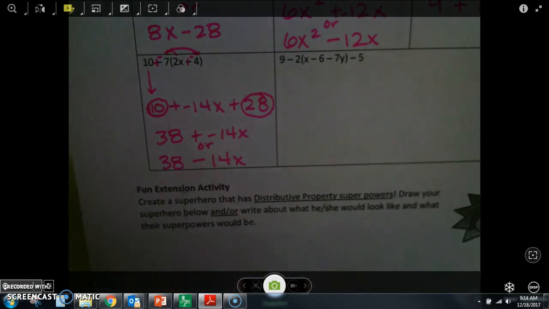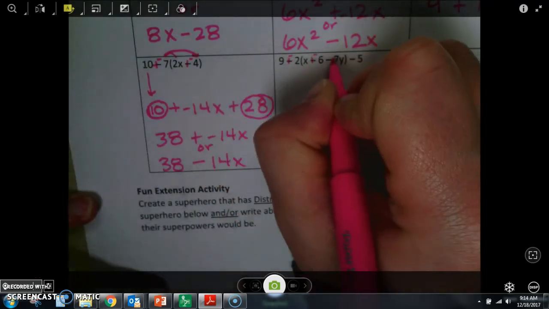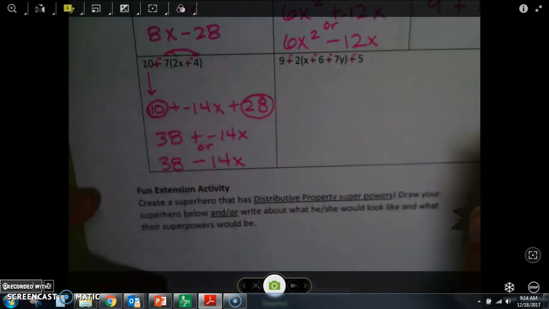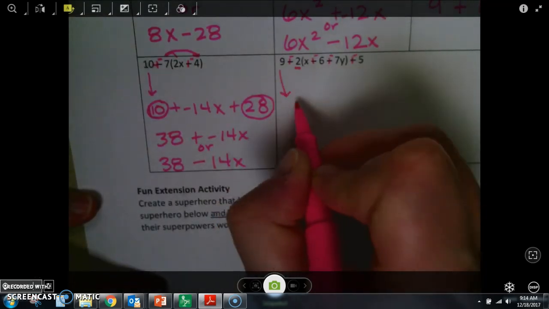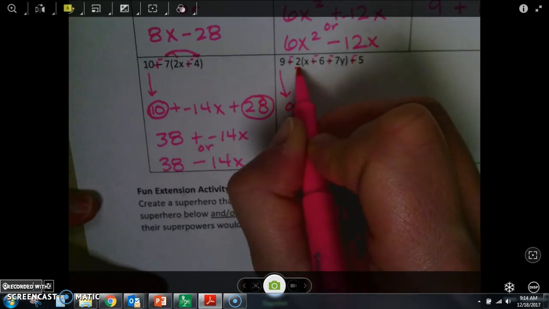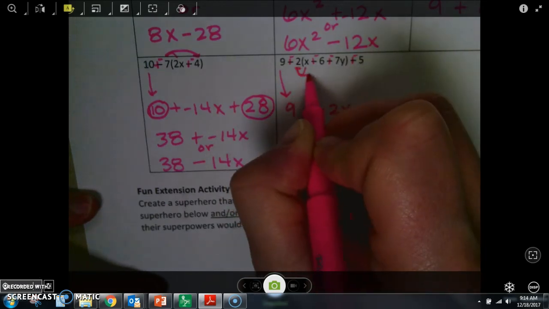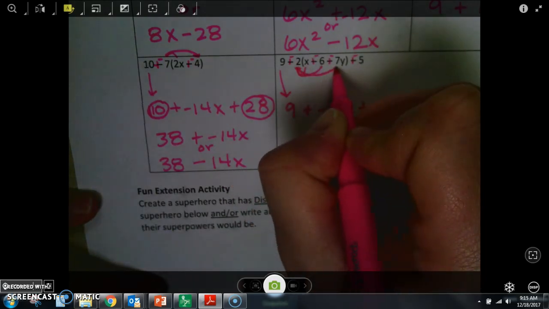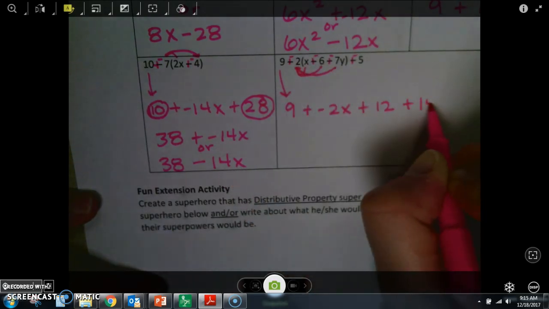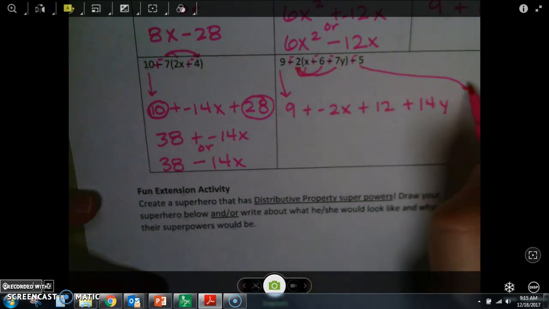All right, the last one here is quite a few minus signs. So plus negative, plus negative, plus negative, plus negative. The number that I'm distributing to the parentheses is the 2. So I'm going to bring down the 9 for later. So then I have negative 2 times x is negative 2x. Negative 2 times negative 6 is positive 12. Negative 2 times negative 7y is positive 14y. And I'm done distributing, but then I'm going to bring down this negative 5 at the end.